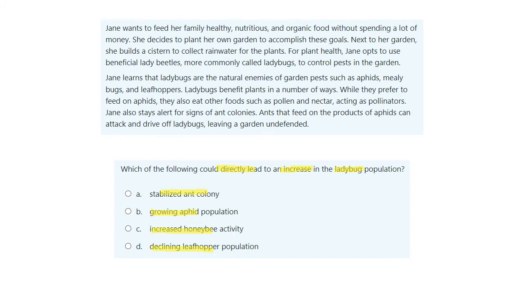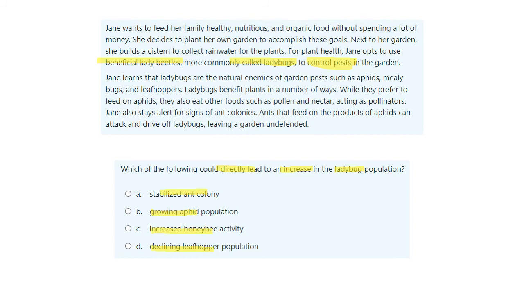So Jane wants to feed her family healthy, nutritious, organic food without spending a lot of money. She decides to plant her own garden to accomplish these goals. Next to her garden, she builds a system to collect rainwater for the plants. For plant health, Jane opts to use beneficial lady beetles, more commonly known as ladybugs, to control the pests in the garden. So she's going to use the ladybugs to decrease the other insects that would eat the plants.